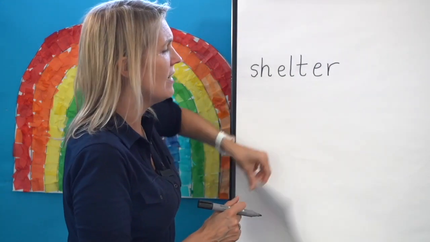Fantastic. Well done. Now let's spell some tricky words. We've spelled the word have before, but let's practice spelling it again. Segment the sounds with me. Have. H, a, v. Let's count how many sounds there are. H, a, v. That's 3 sounds. Watch me write have and see if you can remember the tricky bit.